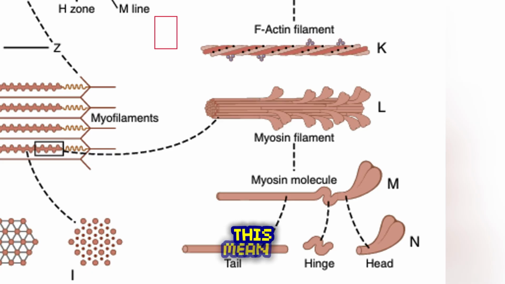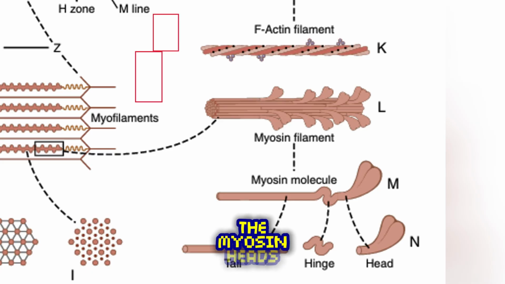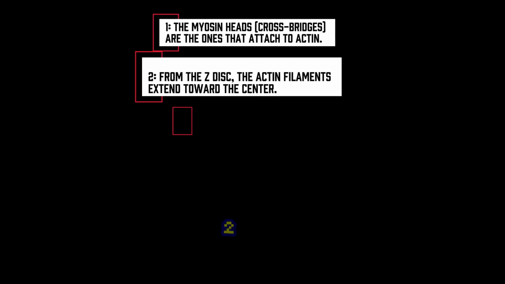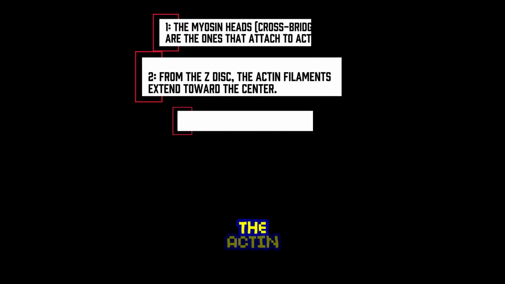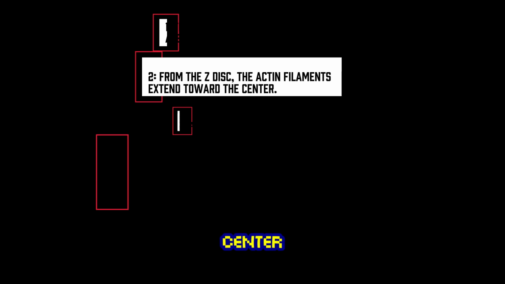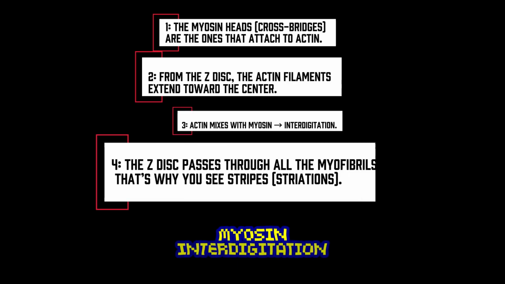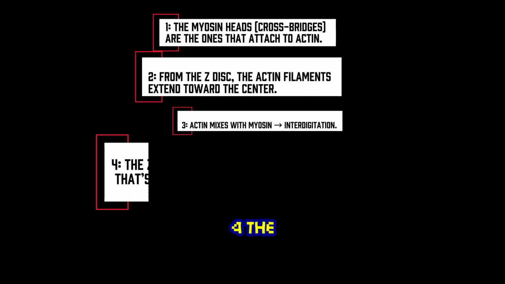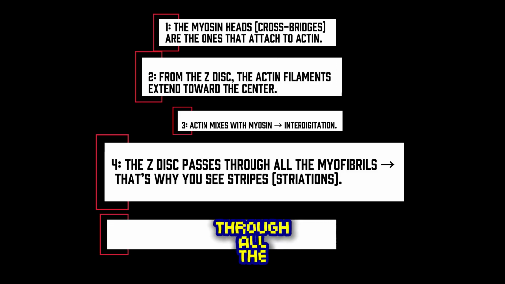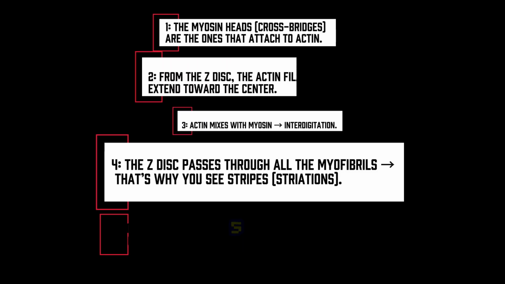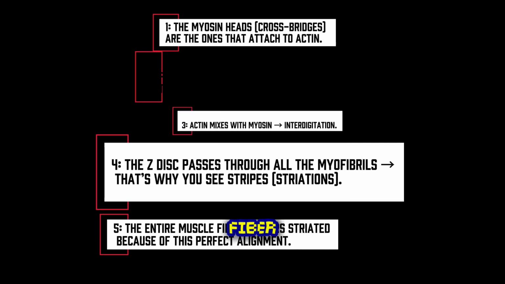What does all this mean? 1. The myosin heads, cross bridges, are the ones that attach to actin. 2. From the Z disc, the actin filaments extend toward the center. 3. Actin mixes with myosin, interdigitation. 4. The Z disc passes through all the myofibrils. That's why you see stripes, striations. 5. The entire muscle fiber appears striated because of this perfect alignment. Explained quickly in this video.